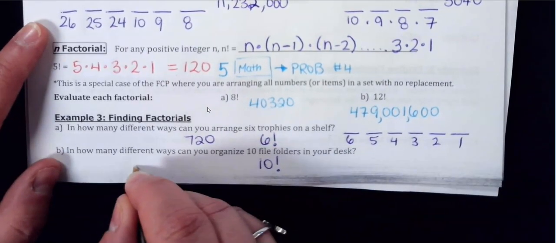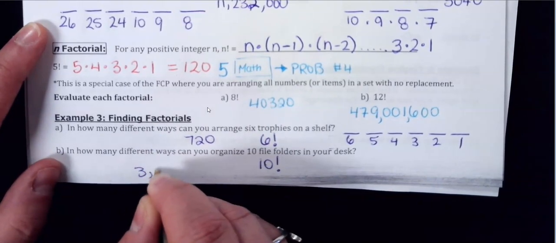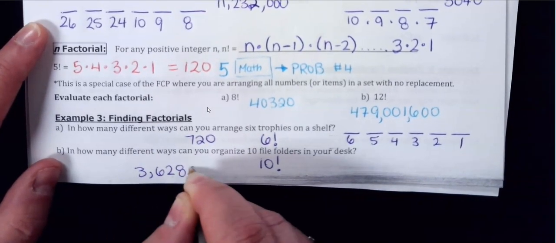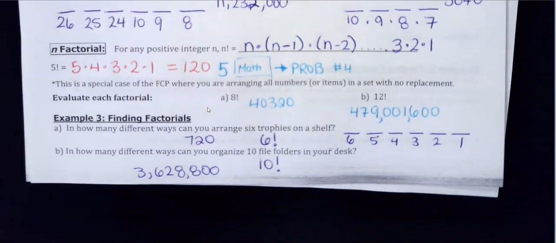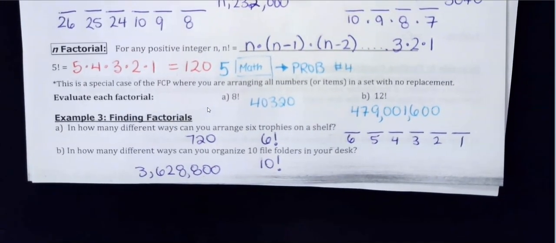3,628,800 different ways I could organize 10 file folders. I'm not going to make you write out all those options, obviously. Okay, is anybody having a question? Okay.